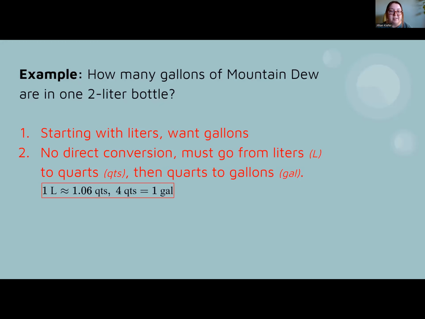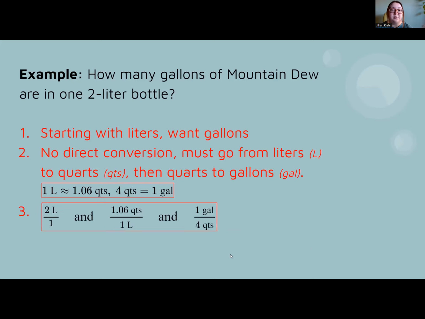So we have that 1 liter is about 1.06 quarts, and we know that there are 4 quarts in 1 gallon. Setting up those relationships, we have our original amount, 2 liters over 1. Then we want to remember we're canceling our units, so our next relationship should have liters in the denominator. And so we have 1.06 quarts over 1 liter. Then lastly, we use our relationship between gallons and quarts. We want to end with gallons, so quarts should cancel. We have 1 gallon over 4 quarts. So these are the relationships that we'll use.